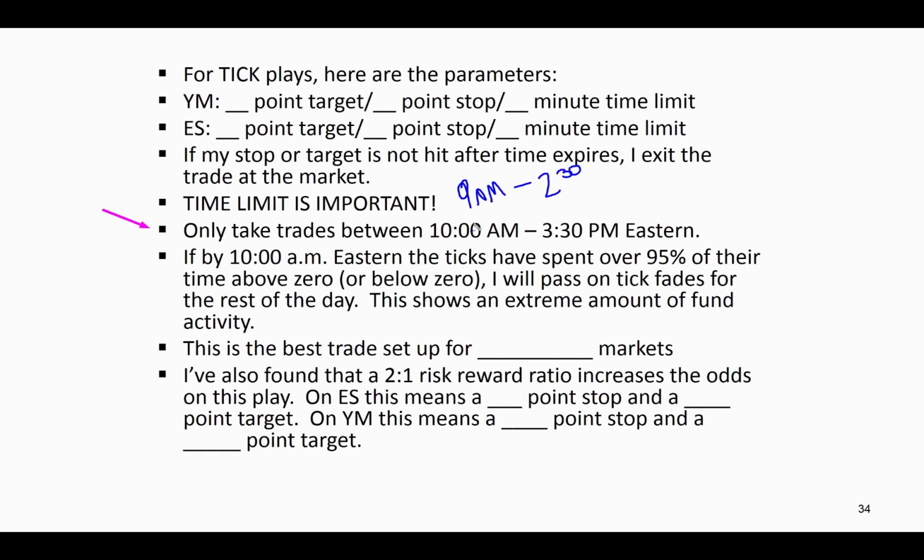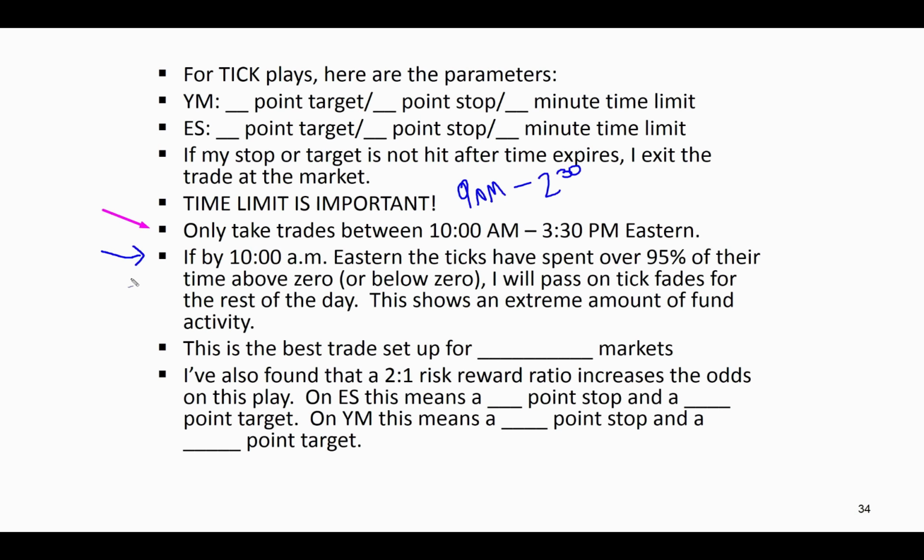Also, if by 10 o'clock Eastern the ticks have spent over 95% of their time above zero, then I'm not going to do any tick fades, or vice versa. So if in the first 30 minutes of the day the ticks are above zero, and then we get a plus 1,000 tick reading, I'm not going to short that, because the ticks are already telling us that there's conviction in this market coming right out of the gate.